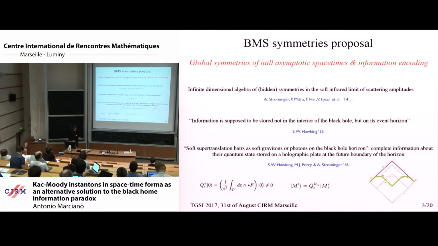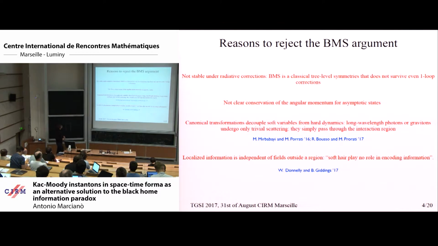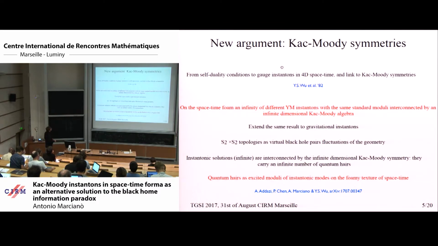But let me go on to say that the statement by Donnelly and Giddings was that soft hair plays no role in the information paradox encoding. So, okay, there is some problem in this BMS argument, but the whole idea is not totally to be rejected, in the sense that the new idea was that these infinite dimensional symmetries, which are not Lagrangian symmetries, may have some relevance.